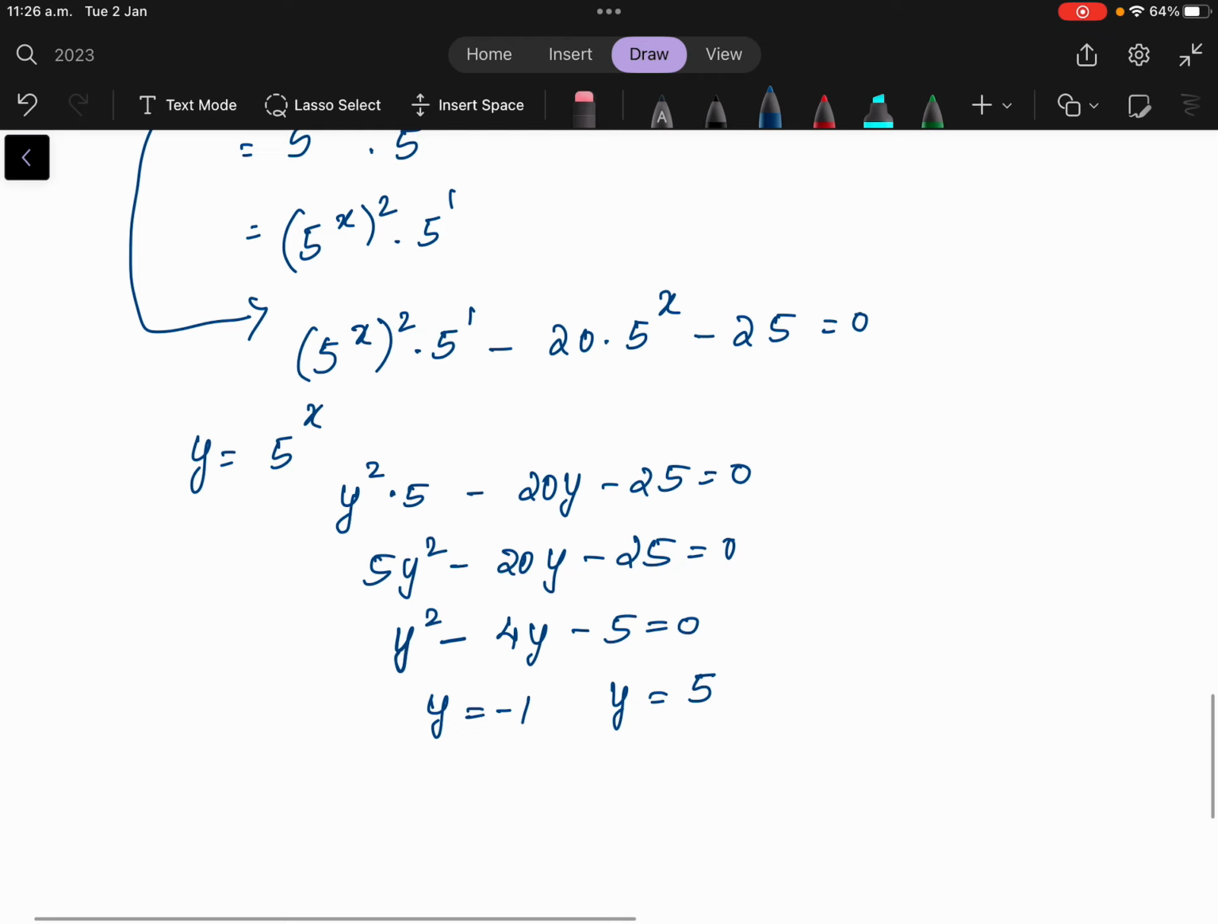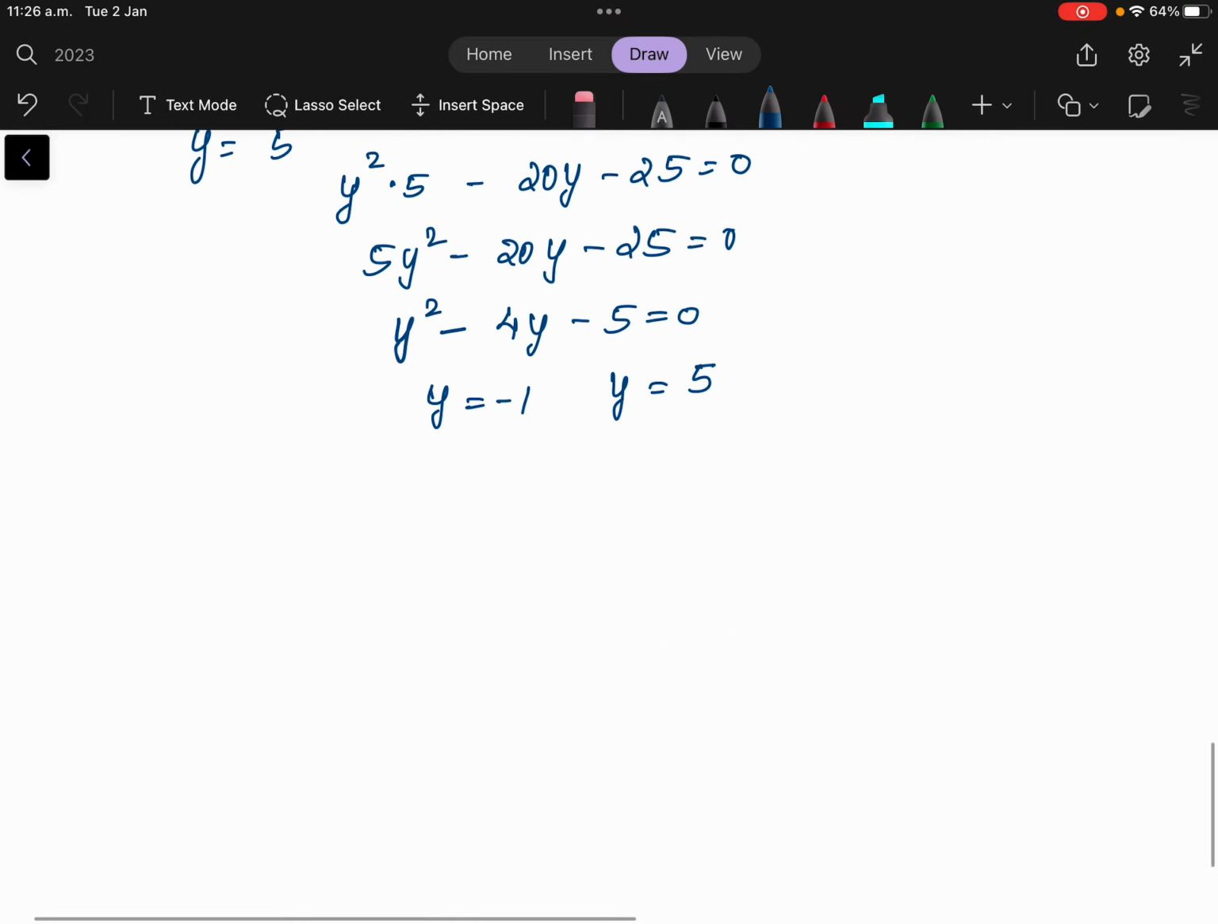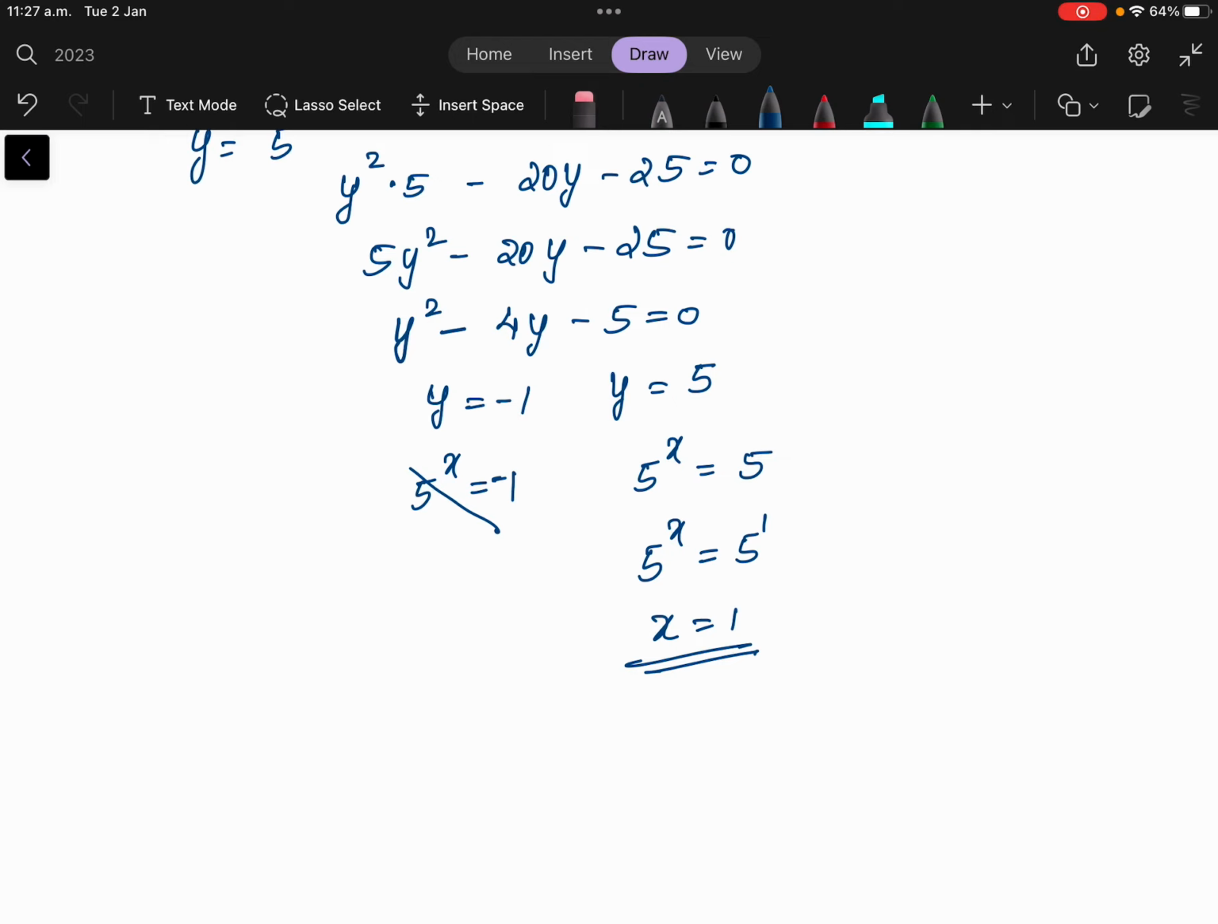Now you cannot stop here, because y is the value which we introduced. You have to find the value of x, because x is the value in the function. So you say that 5 to the power of x is equal to minus 1, or 5 to the power of x is equal to 5. Since the first is a negative value, we can just neglect it and work on the other one. So 5 to the power of x is equal to 5 to the power of 1, so x is equal to 1. This is how we find the value.